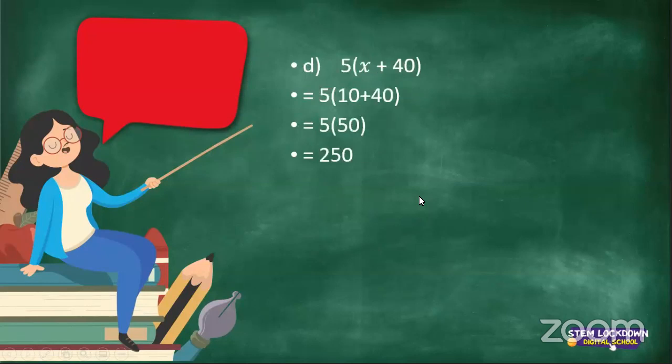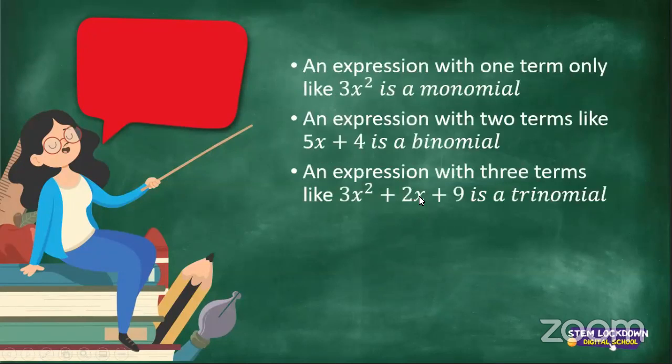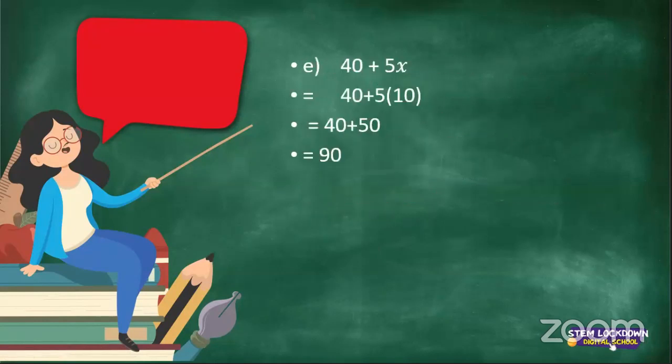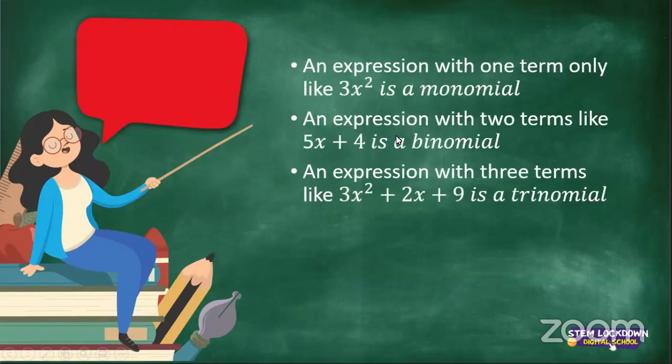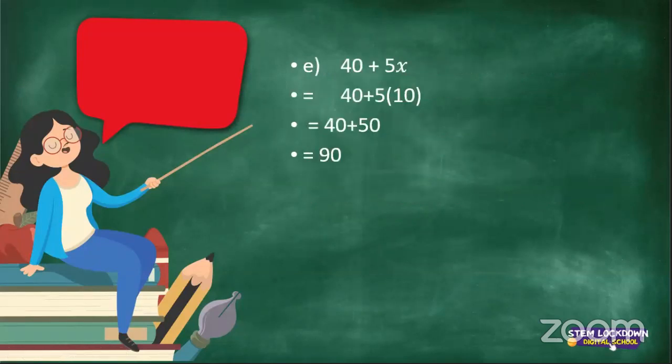I fully agree with you. You are correct because if you multiply 5 by 10, you get 50. And then, of course, if you add the two, 40 and 50, you get 90. So that is the correct expression there. So the final answer, of course, is 90.